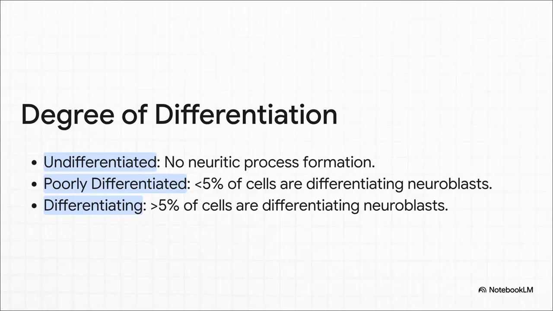First up, differentiation. Think of it as a spectrum. On one end, you have undifferentiated. You see 0 neuritic processes, no neuropil.